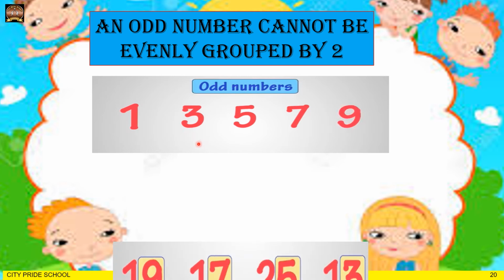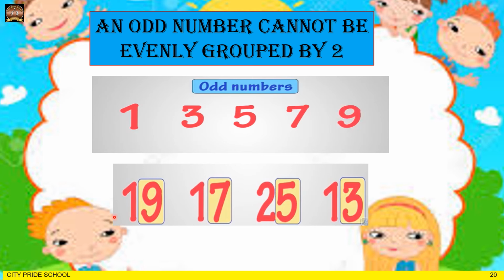Okay. Now see here. 1, 9, 19. The last number is 9. 17, 25 and 13. The last number is 9. Last number is 7. Last number is 5. Last number is 3. So all these numbers are odd numbers.